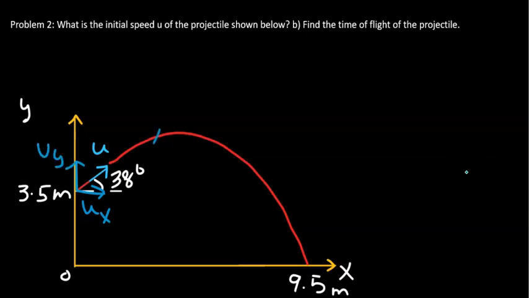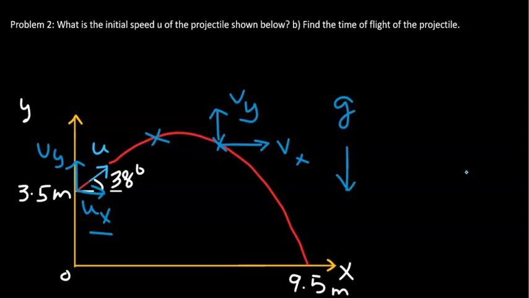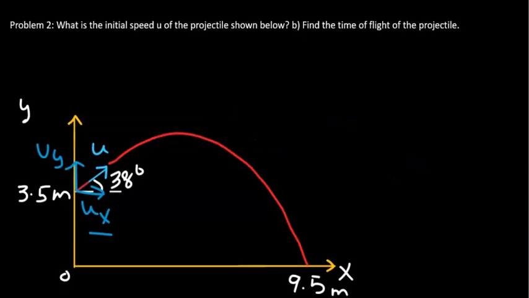As the object moves along this trajectory, its x component of the velocity will always be the same as ux, but the y component of its velocity, vy, would change, because now there is gravity that is pulling it downward with an acceleration of 9.81 meters per second squared. So as before, let's write down the kinematics equations along the x-axis and y-axis. Let's start with the x-axis.